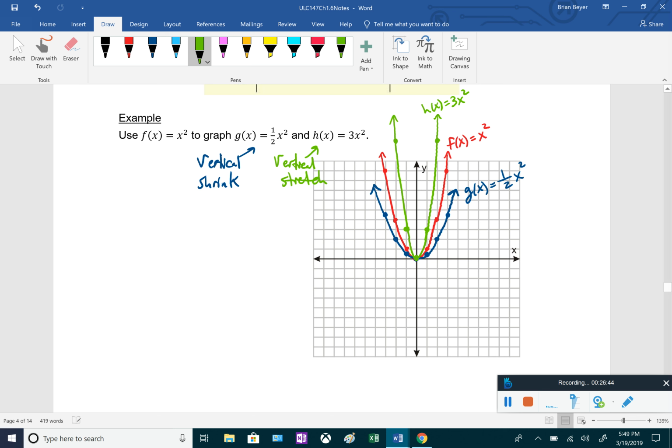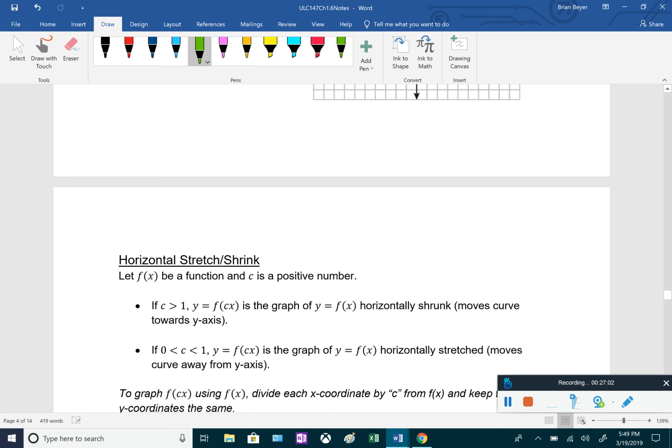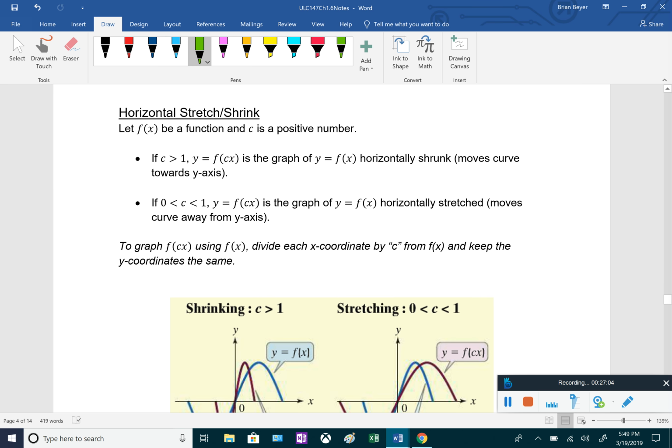So it got stretched vertically, meaning each point that we plotted moves away from the x-axis. Okay, so for a vertical stretch or shrink, you just multiply the y coordinate by that vertical stretch or shrink, and then keep the x coordinate the same. Okay, for the last thing here, and then we'll put them all together, is the horizontal stretch or shrink.